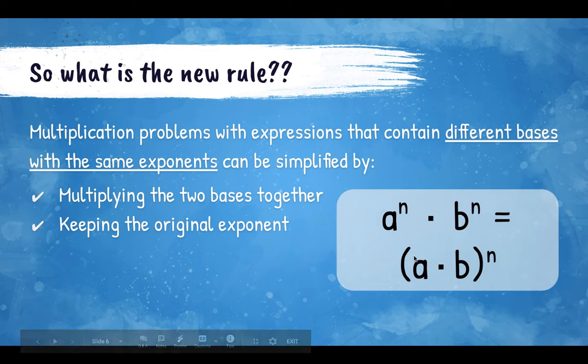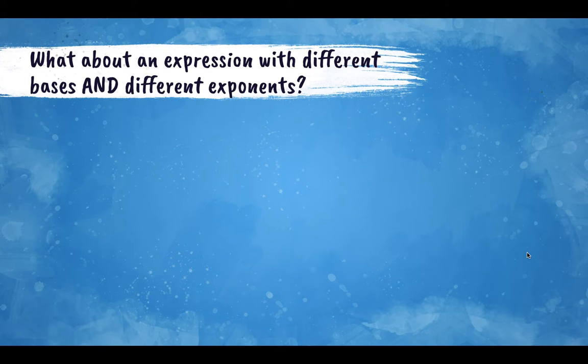So here's an example. If we had a to the nth power times b to the nth power, notice we have the same exact exponents, but we have different bases. One's a, one's b. So we're going to multiply a and b, and we're going to keep it all to the same nth power. So let's look at these.